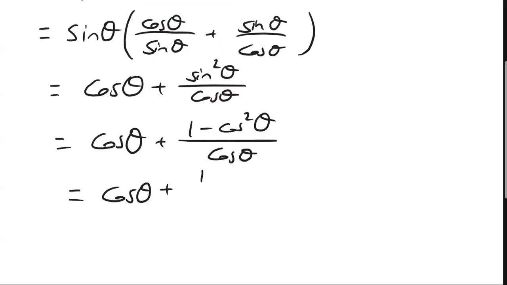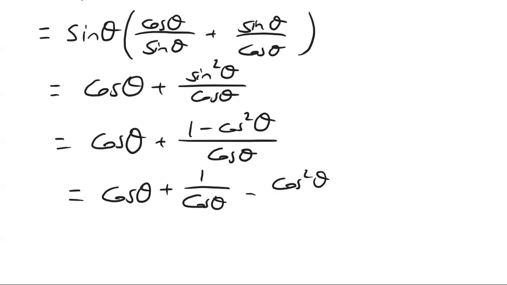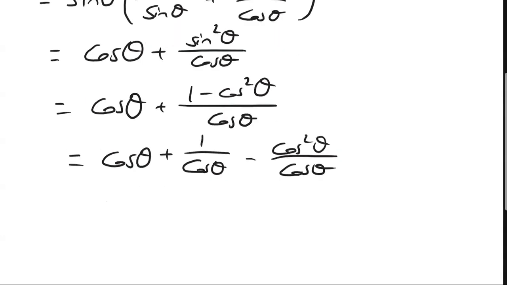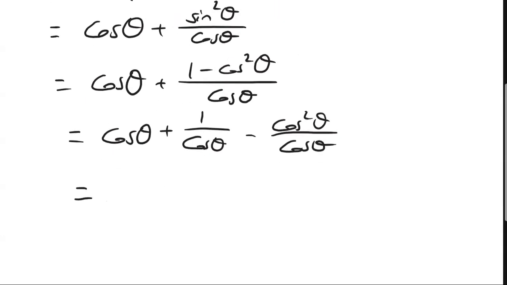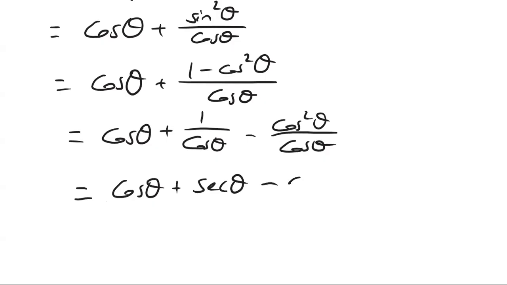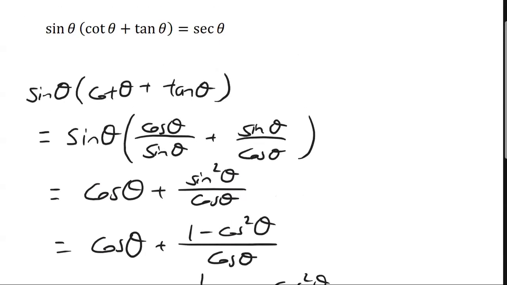Let's break up the fraction: 1 over cosine theta minus cosine squared theta over cosine theta. I'm doing very baby steps here to show you the thought process, okay? So let's simplify. 1 over cosine is secant, and this simplifies just to cosine theta. So these two cancel, and you're left with secant theta, and this matches the right-hand side, okay?